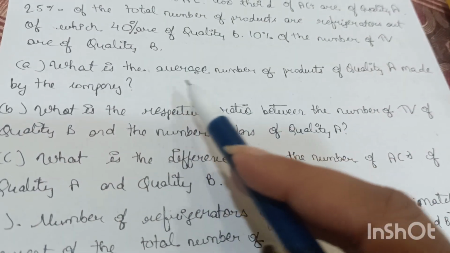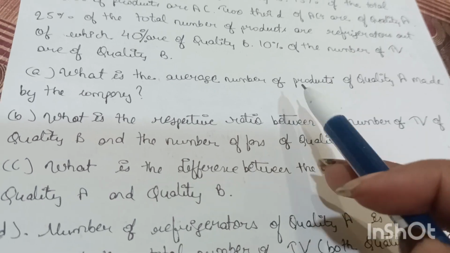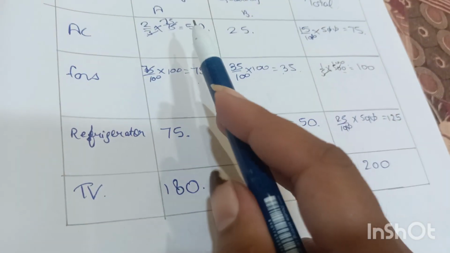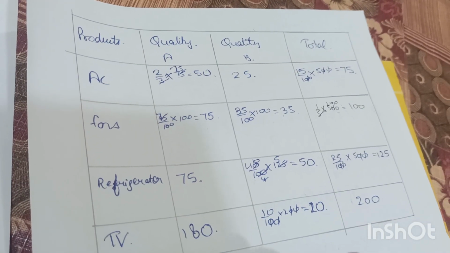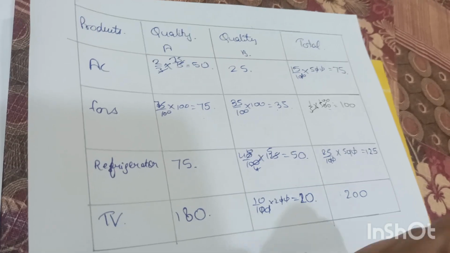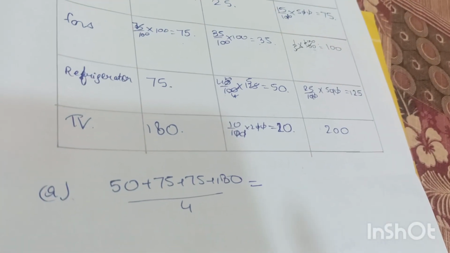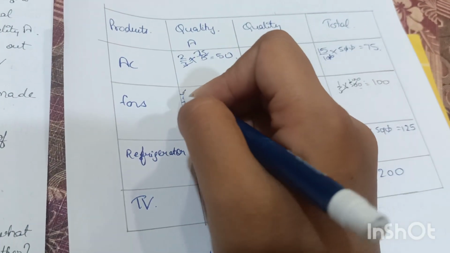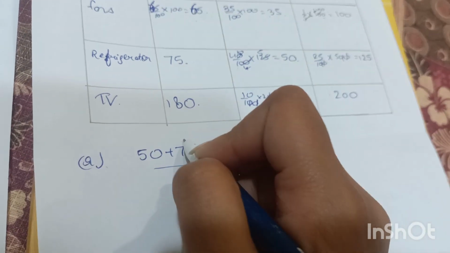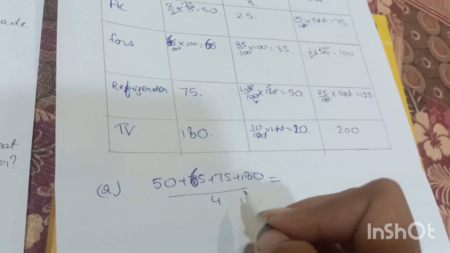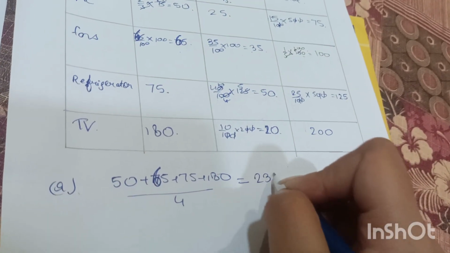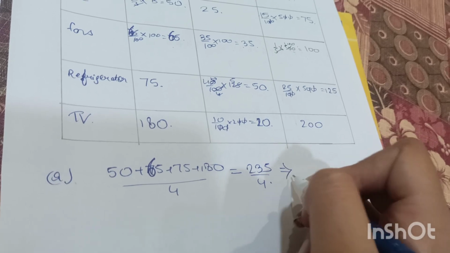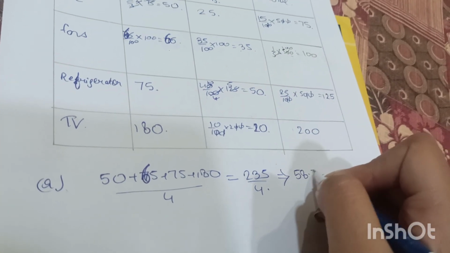So now let's solve. Average number of products of quality A made in the company. So option A, 50 plus 75 plus 75 plus 180 upon 4. When you solve it out, my bad, the value over here will be 65. So over here also it will be 65. When you solve it out, you will get the value as 235 upon 4. When you divide it, you will get 58.75.